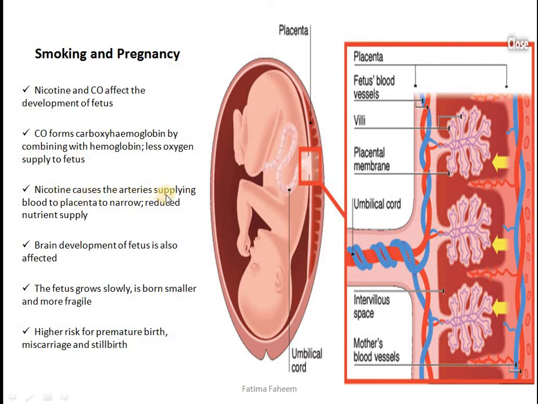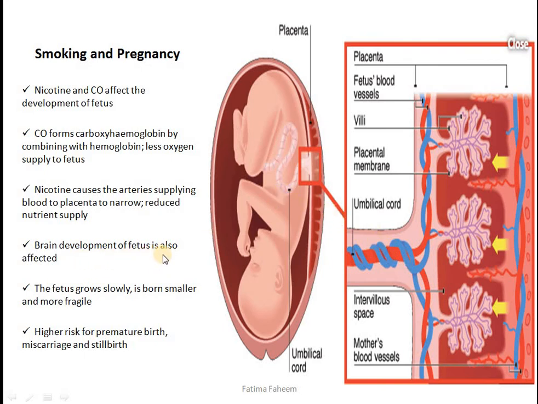Nicotine causes the arteries supplying blood to the placenta to narrow, reducing the nutrient supply. So nicotine is responsible for vasoconstriction. Vasoconstriction means constriction of the vessels. Here we are talking about arteries in the placenta. These blood vessels, which supply nutrients, blood and oxygen to the fetus from the mother's tissue, will constrict, and as they constrict, they will also reduce the supply of nutrients to the fetus.